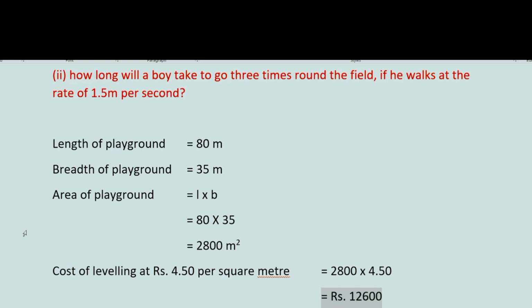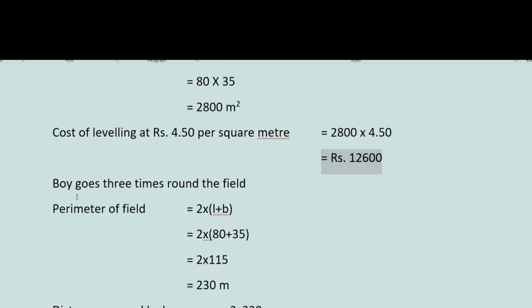This is the speed, okay. So see, I have written here, boy goes 3 times, that is mentioned in the question. So as he is running on the boundary of the field, you have to take out the perimeter of the field, okay, because he is running on the boundary.